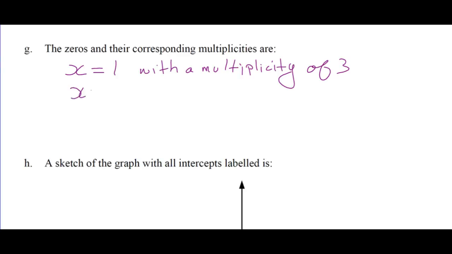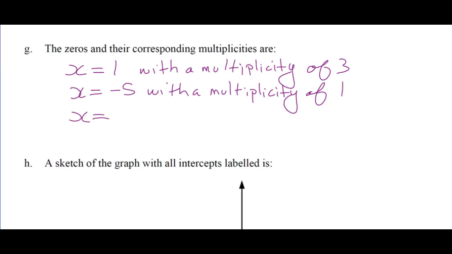What's another one? x equals negative 5 with a multiplicity of 1. And the last one? So you've got 2x minus 3. 2x equals 3, x equals 3 halves, so x equals 3 halves with a multiplicity of 1.